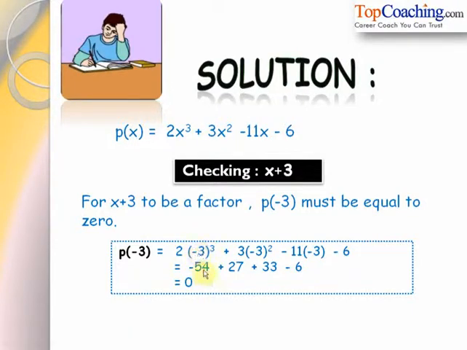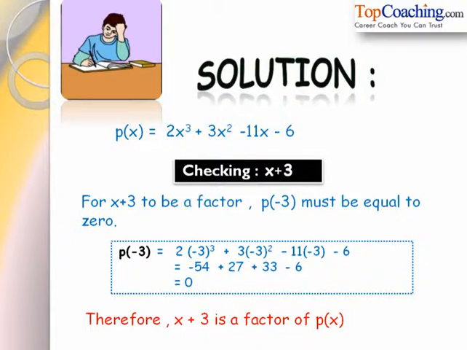This gives the value as minus 54. This gives the value as 27. This gives the value as 33, and this is minus 6. When we add them up, we get equal to 0. Thus p of minus 3 is equal to 0, and so we can say that x plus 3 is a factor of p of x.